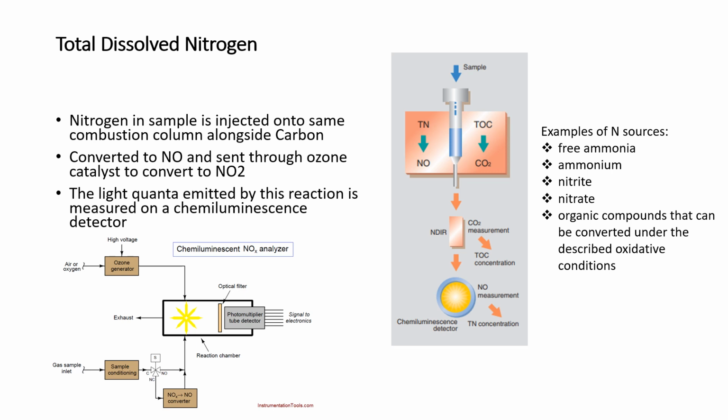This is called a chemiluminescence detector, and there's a nice little diagram down there that shows you what that would look like. Examples of nitrogen sources could be free ammonia, ammonium, nitrite, nitrate, as well as all the organic compounds that can be converted.